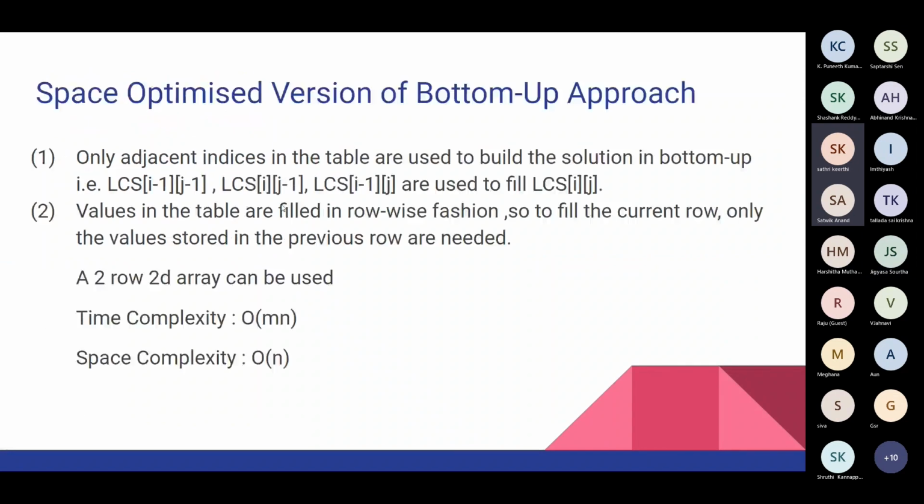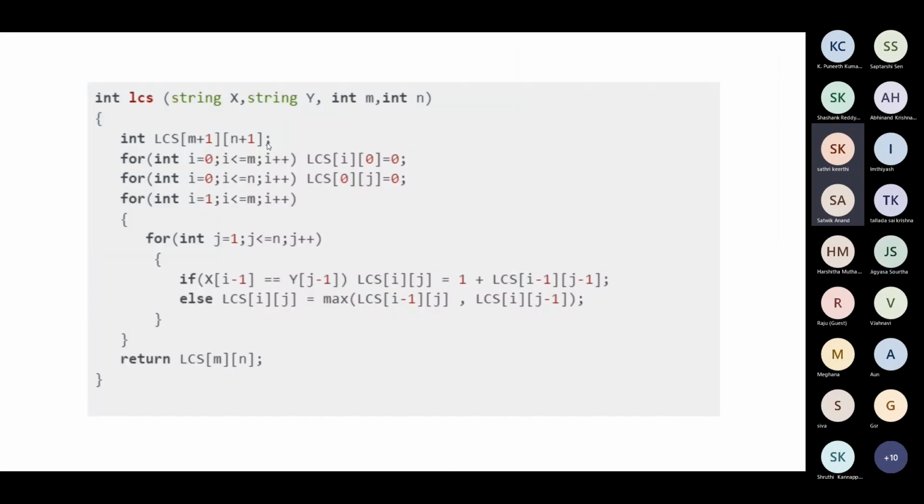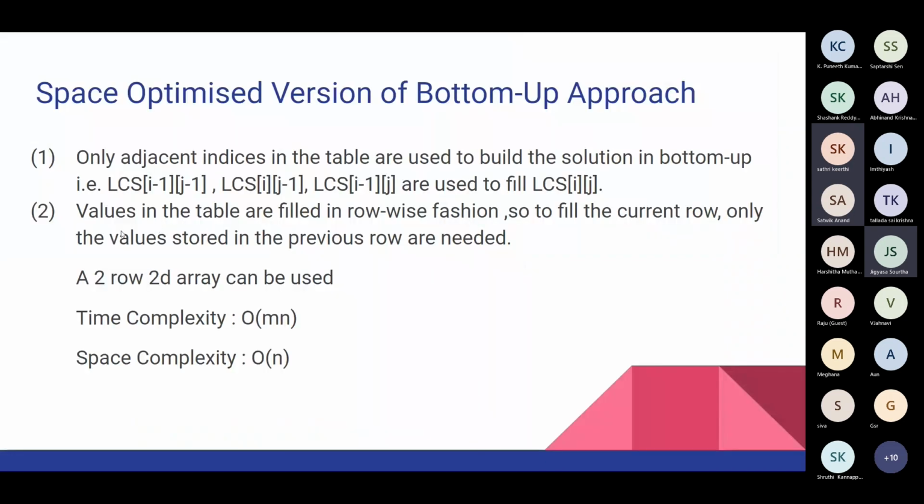The thing is that only adjacent indices in the table are used to build the solution. That is, for LCS of i, j, you either need i minus 1, j minus 1, or i, j minus 1, or i minus 1, j. And when you look at the code, whenever you fill the table, you always work row-wise, starting from the top row to the last row, moving from left to right. Because of that, instead of taking an M cross N sized array, you can use only a 2-row 2D array, which will reduce your space complexity from quadratic to linear.